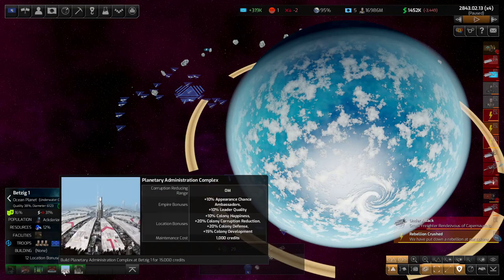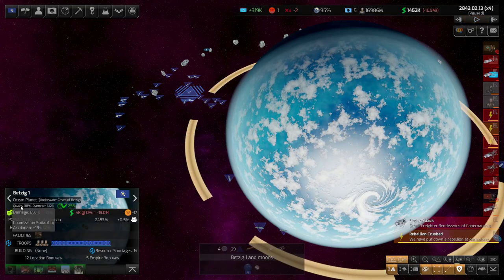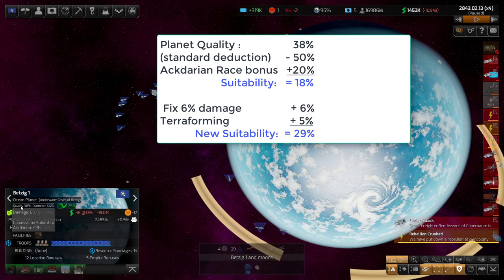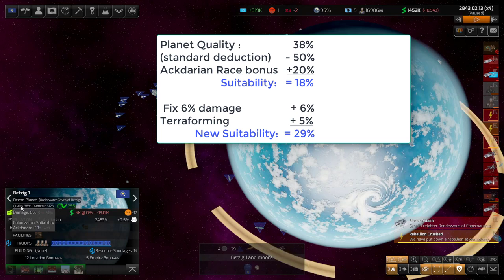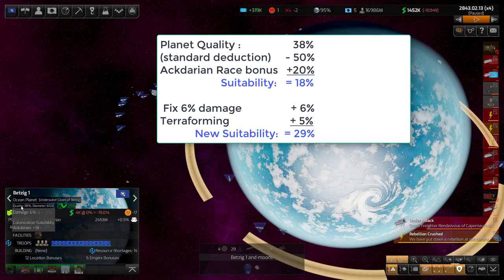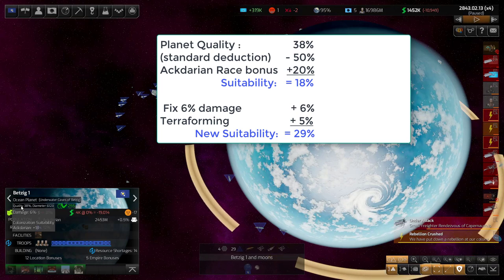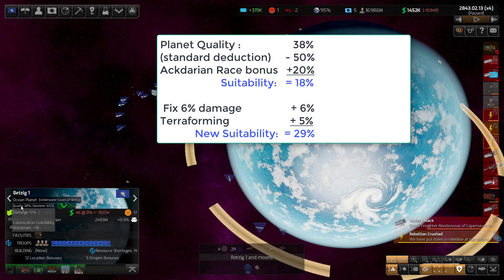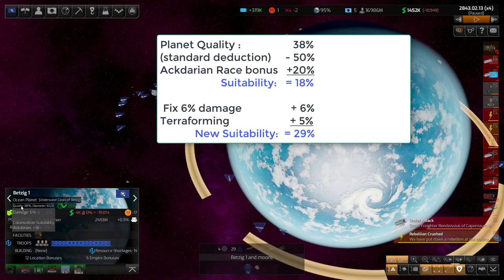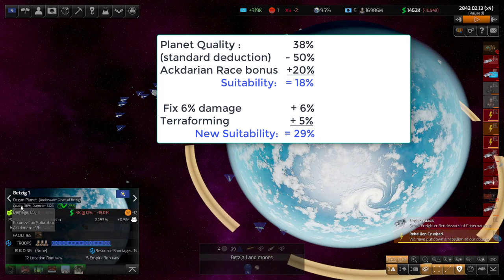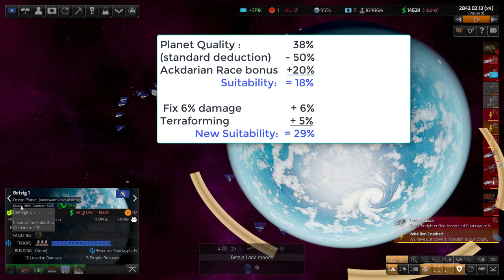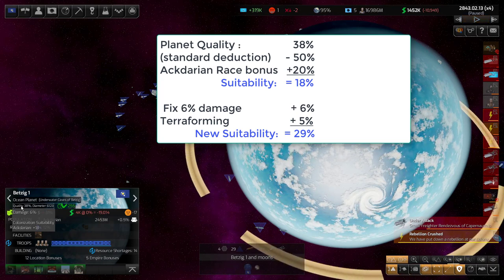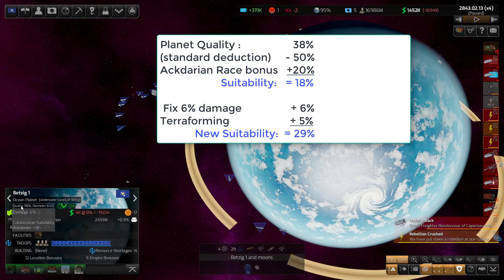So if we go, let me click on that and then let's go back to the quality here. So right now my quality is 38%. It's going to fix the 6%, which is going to bring it back to its original 44%. That's going to make the suitability for Actarians here, right, 24%, which is good. That's over the 20%. But then my terraforming facility is going to add another 5% to the quality, and that's going to raise the Actarian suitability, after I fix the damage, from 24% to 29%. And that's going to make a big difference in the profit that we're going to make.